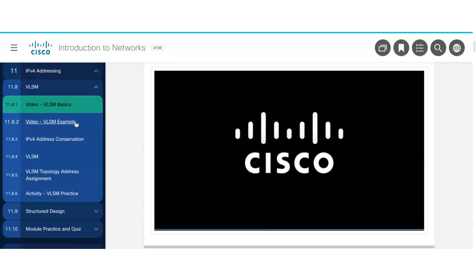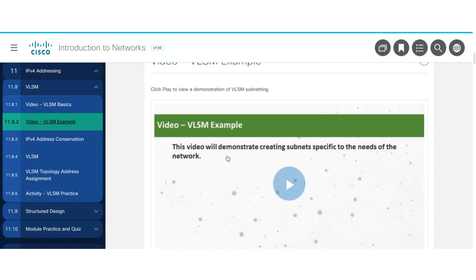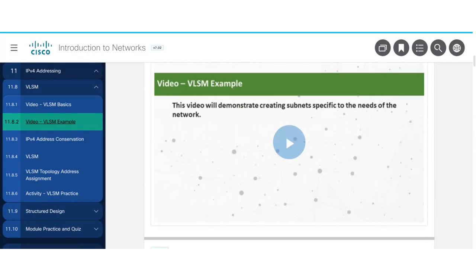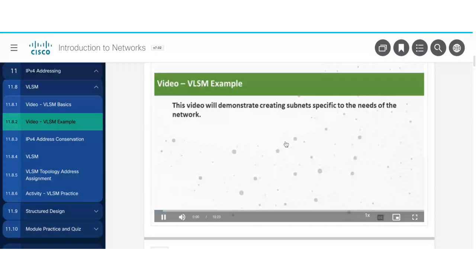So we have an example of this variable length subnet masking. No? This video will demonstrate creating subnet specific to the needs of the network. So merong mga scenario dito na ipapakita sa atin, and let's watch it. Right? This is around 10 minutes.